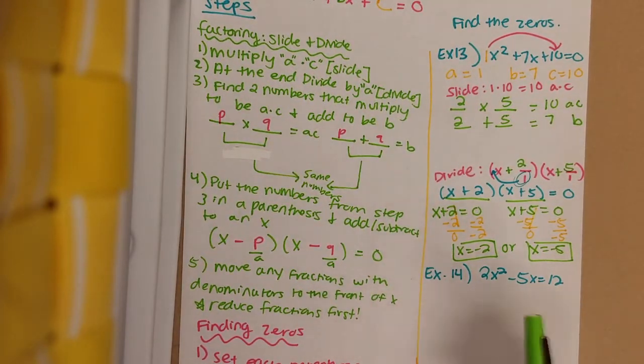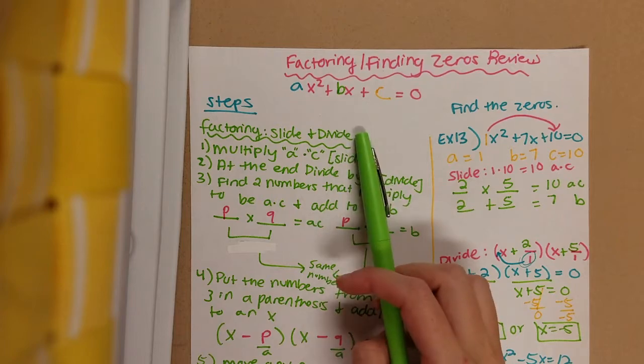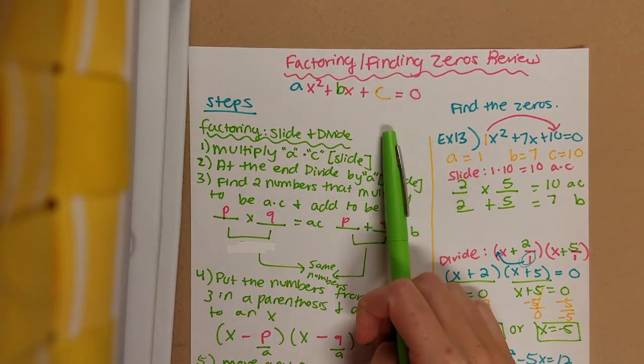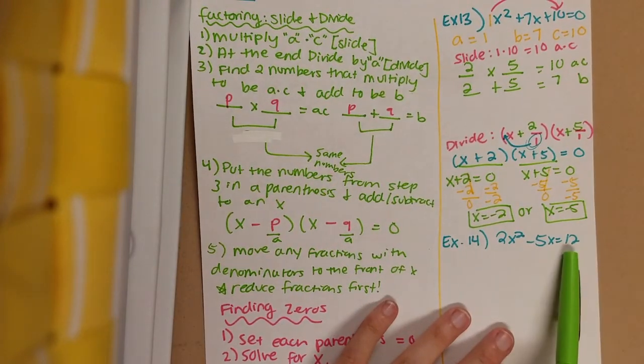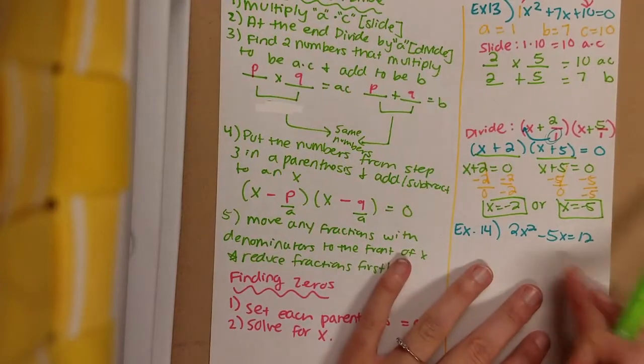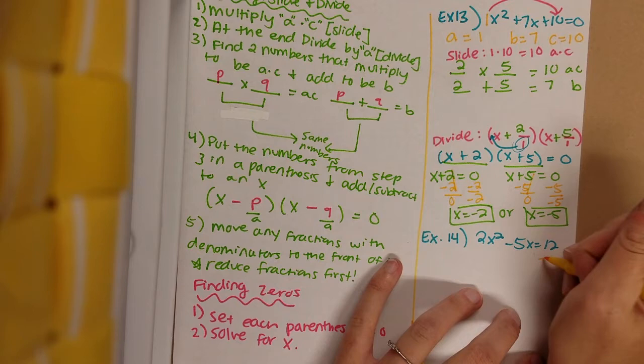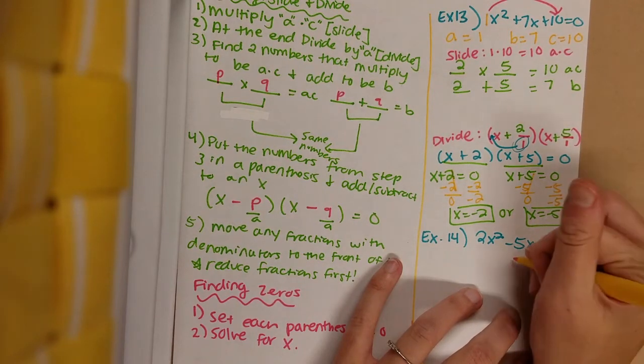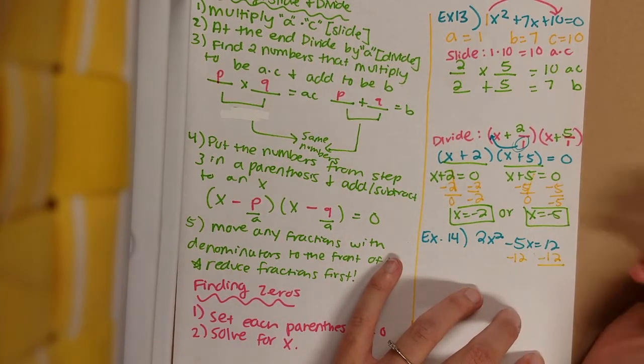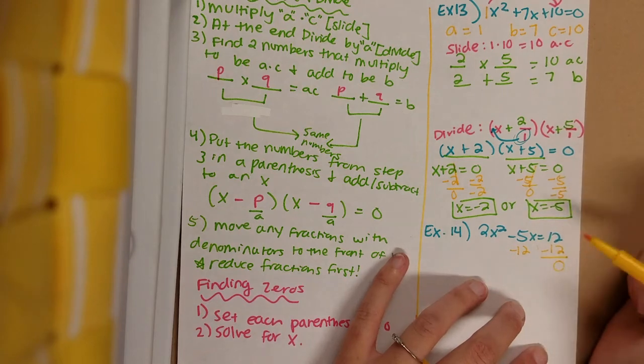Alright guys, so our first step. First of all, it must be in standard form. So this must equal 0. Holy hot dog, that does not equal 0. So we need to move the 12 to the other side. Since it's a positive 12, when we move it to the other side, we'll be subtracting 12. 12 minus 12 will give me the 0.